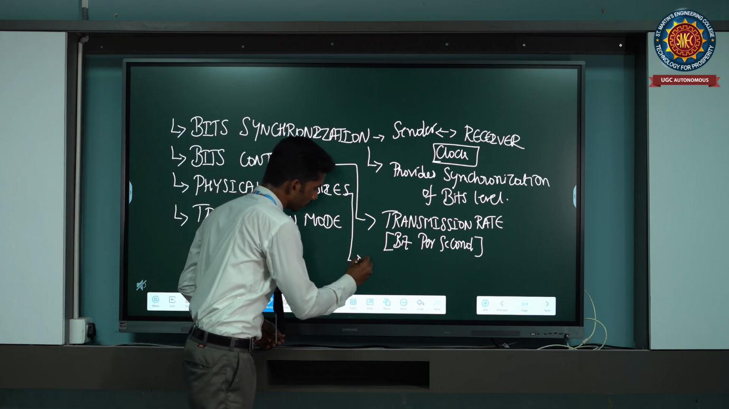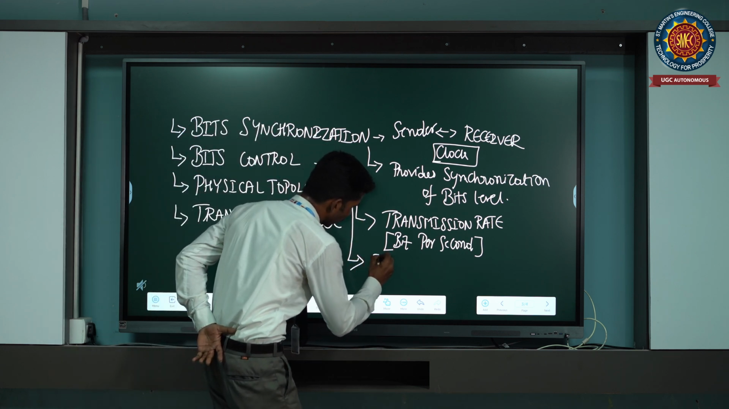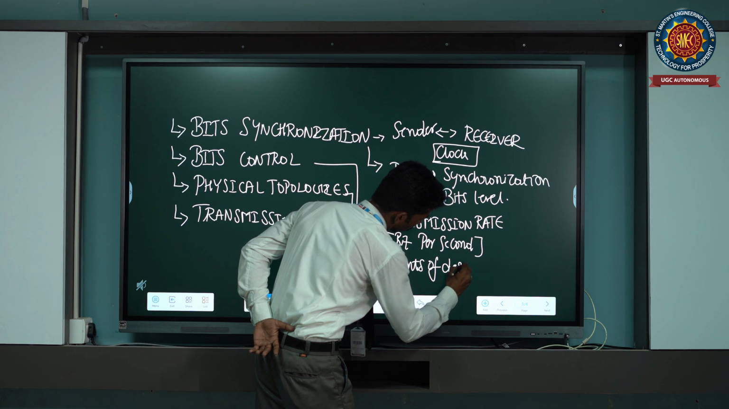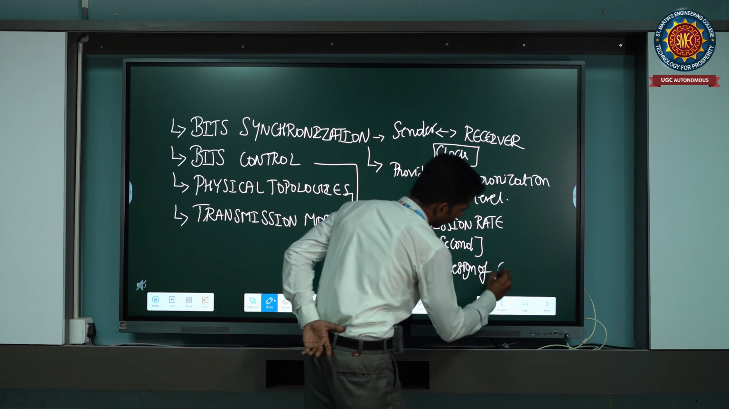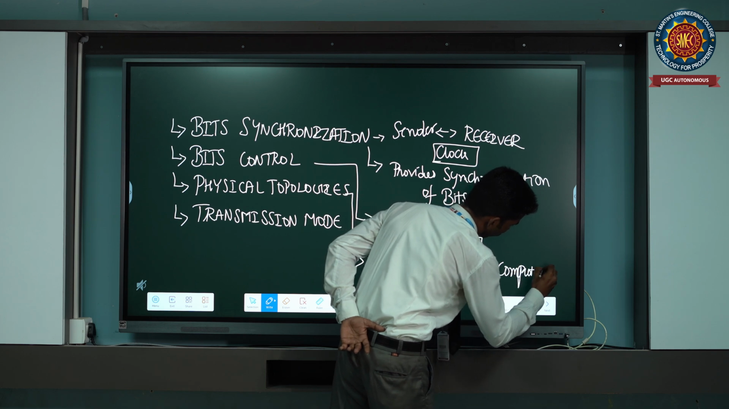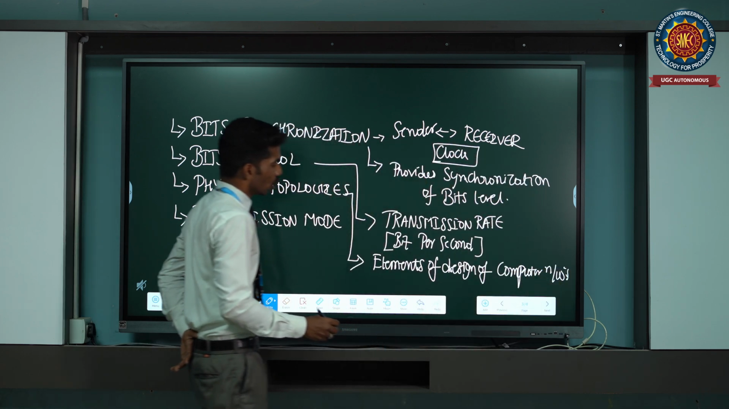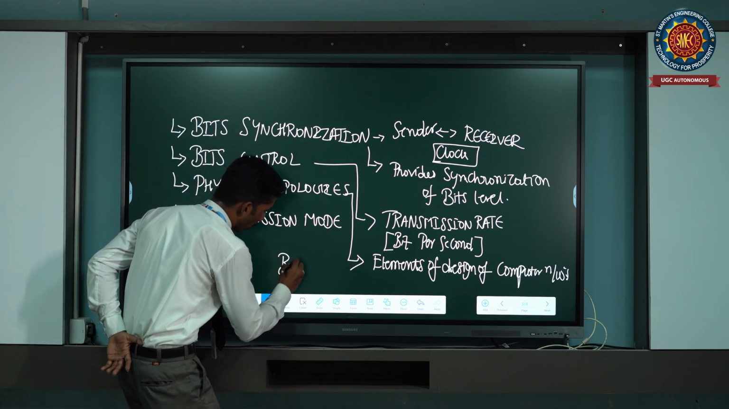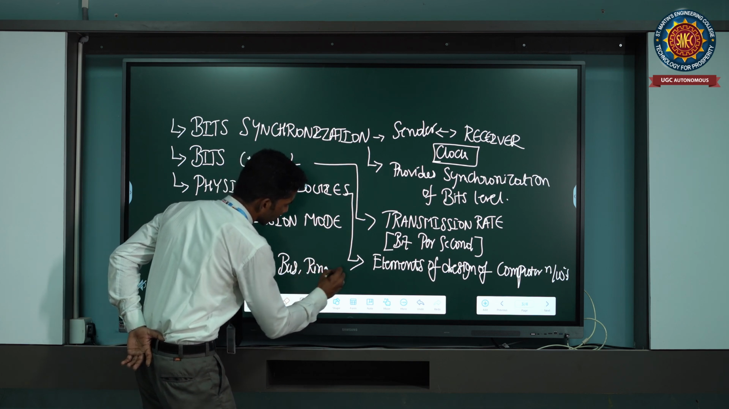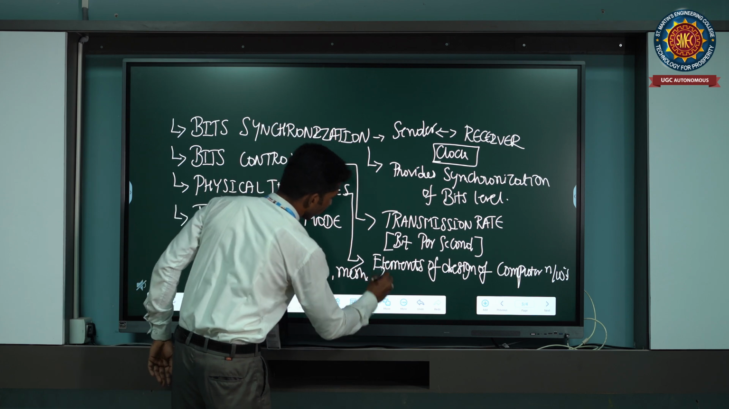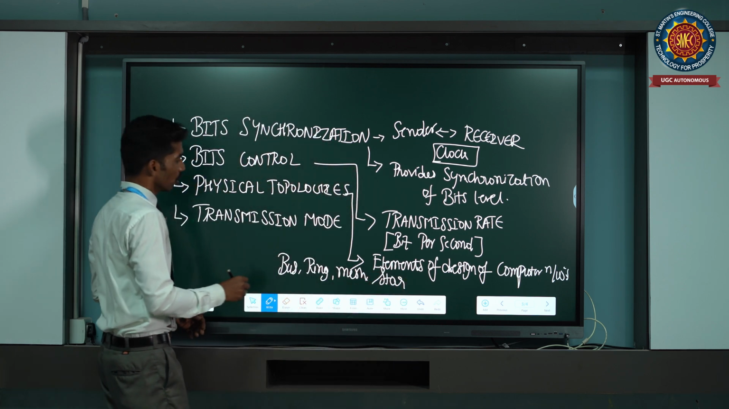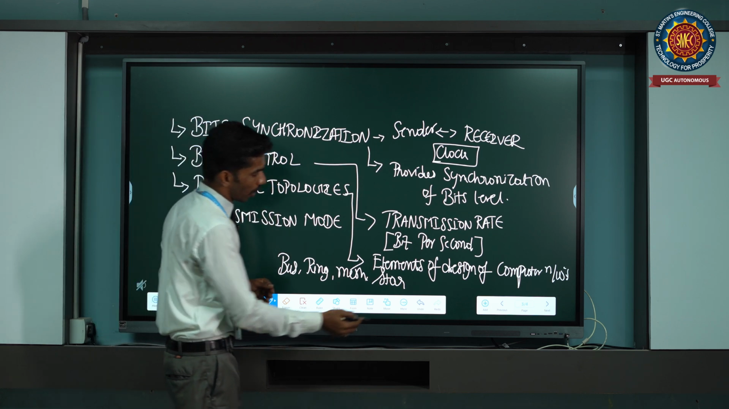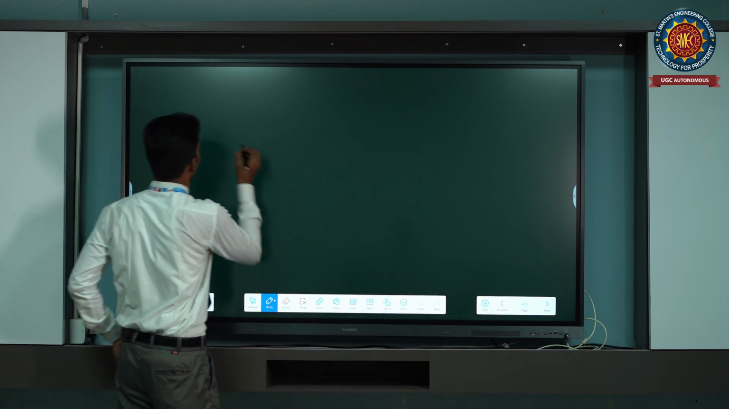Physical topologies is an element of design of computer networks. From this element of design we can derive the physical topology, for example bus topology, ring topology, mesh topology or star topology. So these are the three: bit synchronization, bit control and physical topologies. Next we are going to learn about transmission mode.